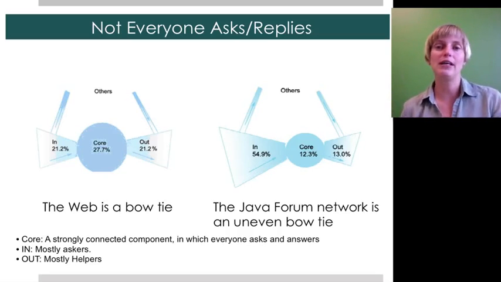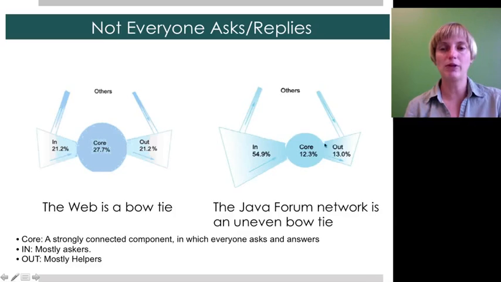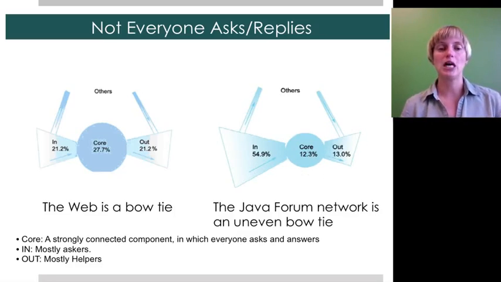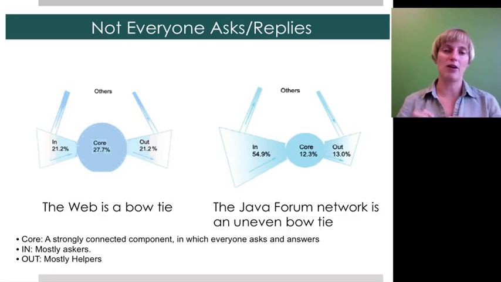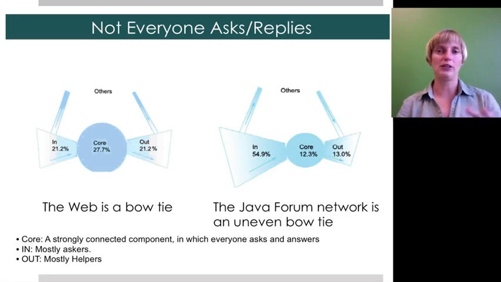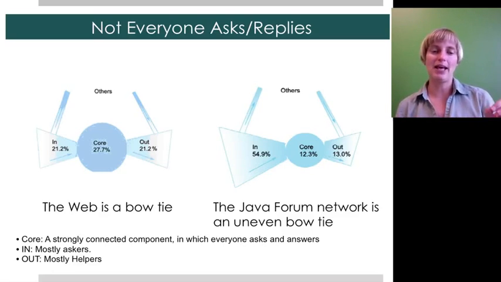It's very skewed in Sun's Java forum because, well, you do have a strongly connected component, but it's actually relatively small. Only about 12% are interacting in such a way that they're all helping each other in a generalized reciprocity kind of way. So maybe A replied to B, and B didn't reply directly to A, but B replied to C, who replied to D, etc. You have a large in component.